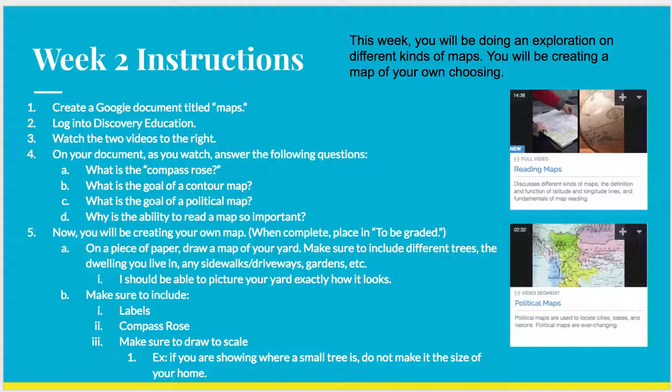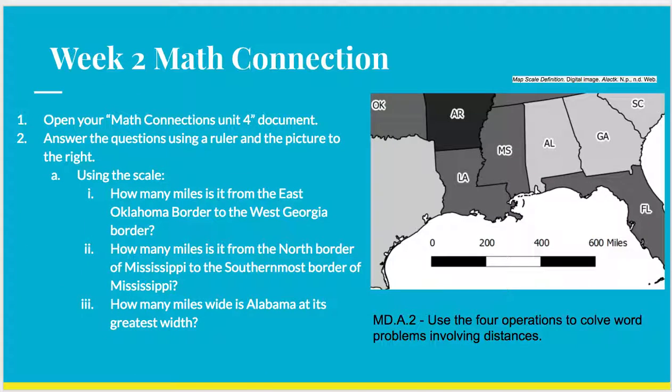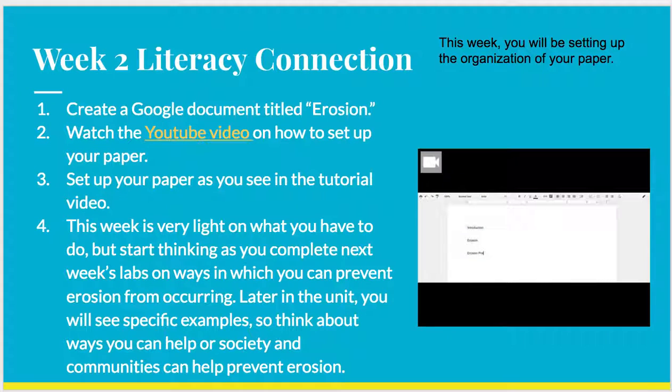For your math connection this week, I want you to open your Math Connections Unit 4 document, and you are going to be learning a little bit about scale. So using the scale to the right, and make sure you have a ruler for this, I want you to find out about how far it is in miles from the east Oklahoma border to the west Georgia border. So make sure you know what east and west are and what those states are. How many miles is it from the north border of Mississippi to the southernmost border of Mississippi? And how many miles wide is Alabama at its greatest width? So keep in mind that I said greatest width.